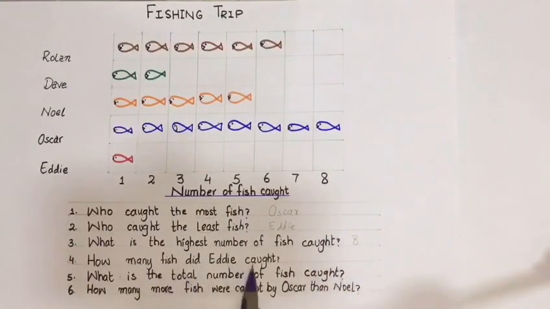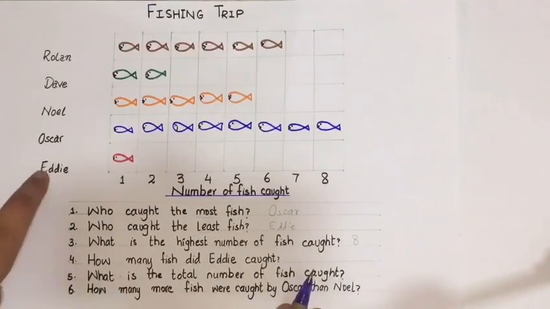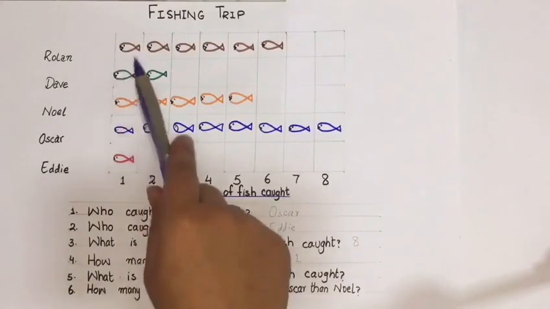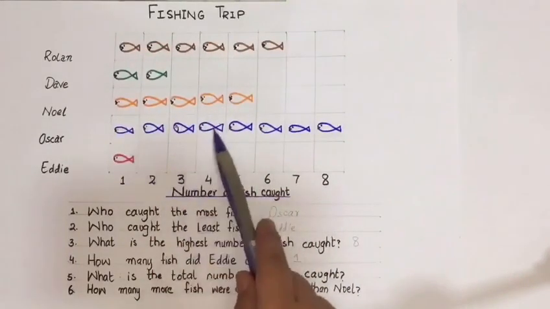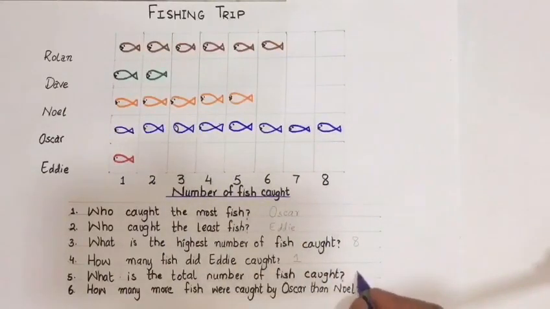How many fish did Eddie catch? Now you have to look. First of all, Eddie is the name that is being mentioned in the question. You are going to find Eddie, and then you are going to find the number of fish he caught, that is 1. Now what is the total number of fish caught? Total number means on the whole you are going to count all the fish that have been caught. That is 1, 2, 3, 4, 5, 6, 7, 8, 9, 10, 11, 12, 13, 14, 15, 16, 17, 18, 19, 20, 21, and that is 22. So the total number of fish caught is 22.